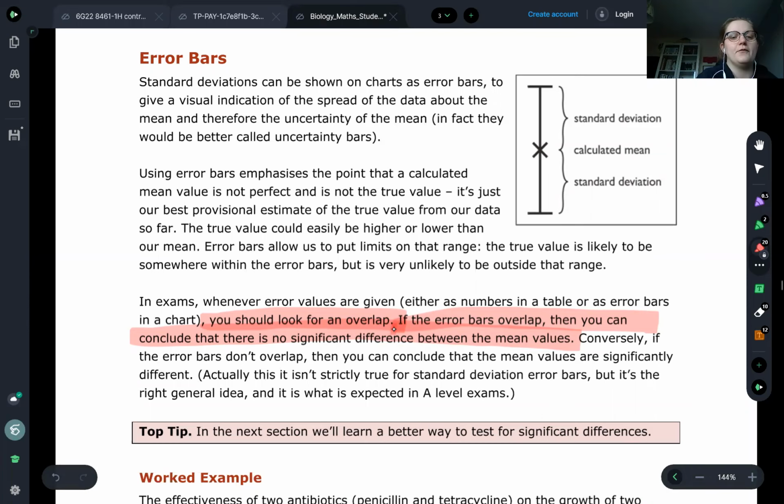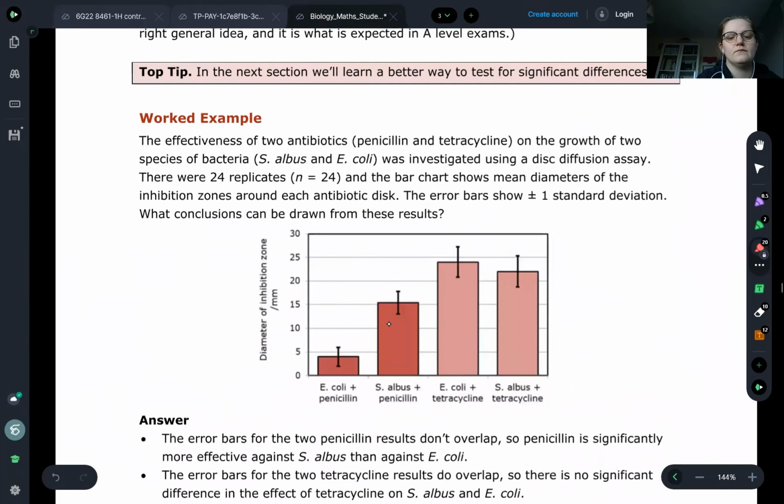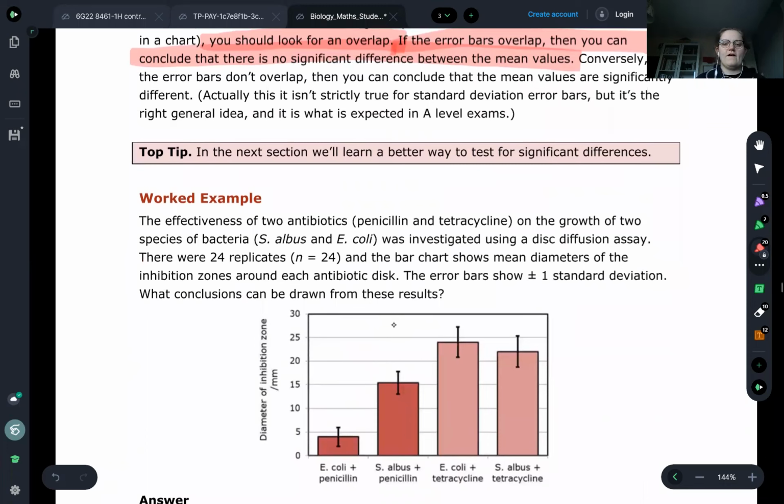So here's an example. The effectiveness of 2 antibiotics, penicillin and tetracycline, on the growth of 2 species of bacteria was investigated using a disk diffusion assay. There were 24 replicates, n equals 24, and the bar chart shows mean diameters of the inhibition zones around each antibiotic disk. The error bar shows plus or minus 1 standard deviation. What conclusions can be drawn from these results?